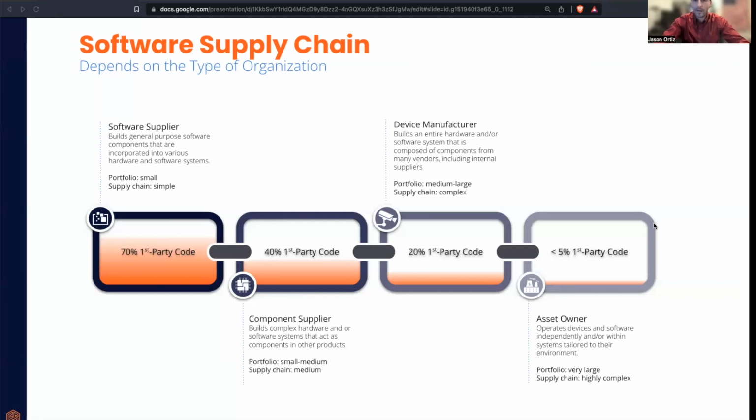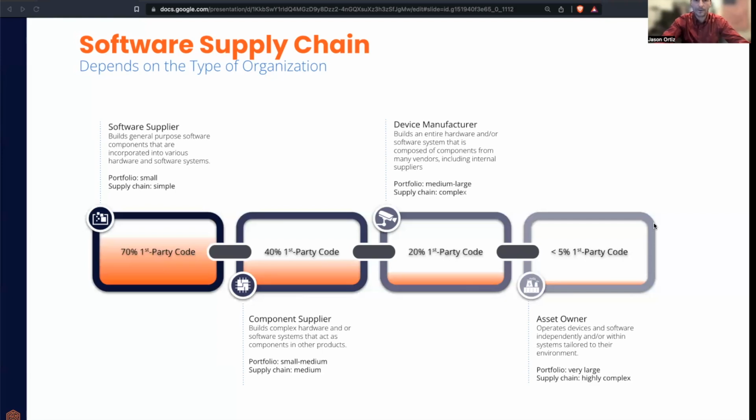Once we get to more common organizations, device manufacturers, these are the organizations that are building the entire system, typically the thing that another business or a consumer would purchase. Only about 20% of all of the code in that device at this point was created by the device manufacturer. So 4/5 of all of the code at this point in the device is no longer first-party code to the manufacturer. Of course, once you get to the asset owner, that is the one that has purchased that specific device from the manufacturer. It's under 5%, maybe even under 1% in a lot of cases.